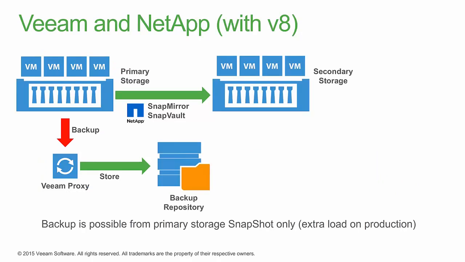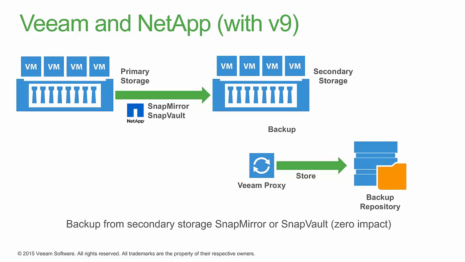This is showing you basically how it was with version 8. So previously with version 8, yes, we could trigger those snap mirrors and those snap vaults, but we still had to do the actual backup from the production storage. Well, with version 9, we still can trigger the snap mirror and the snap vault for NetApp, but then we can back up from them as well.